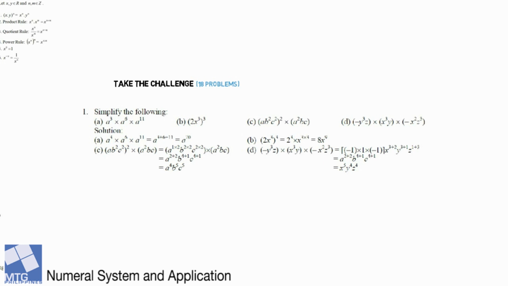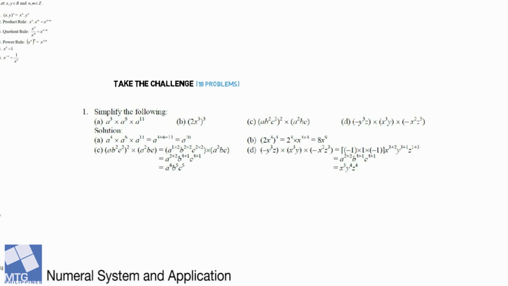Part A, we have a raised to 3 times a raised to 6 times a raised to 11. Applying product rule, we simply have to add all the exponents. So we will have a raised to 3 plus 6 plus 11. When simplified, we will have a raised to 20. Part B, we have the cube of 2 times x raised to 3. So this is an application of the power rule. We will have here 8 times x raised to 9.